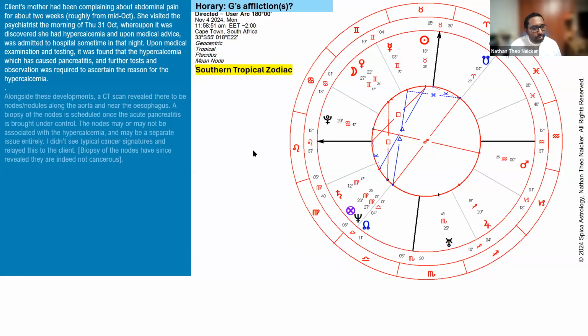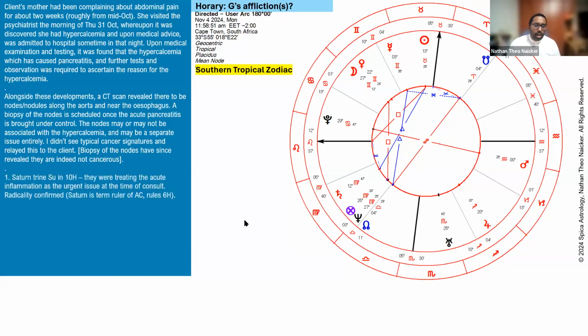So, alongside these developments, a CT scan revealed nodes or nodules along the aorta and near the esophagus. A biopsy of the nodes is scheduled once the acute pancreatitis is being brought under control. The nodes may or may not be associated with hypercalcemia and may be a separate issue entirely. I didn't see typical cancer signatures and relayed this to the client. And indeed, the biopsy of the nodes has since revealed that they are not cancerous.